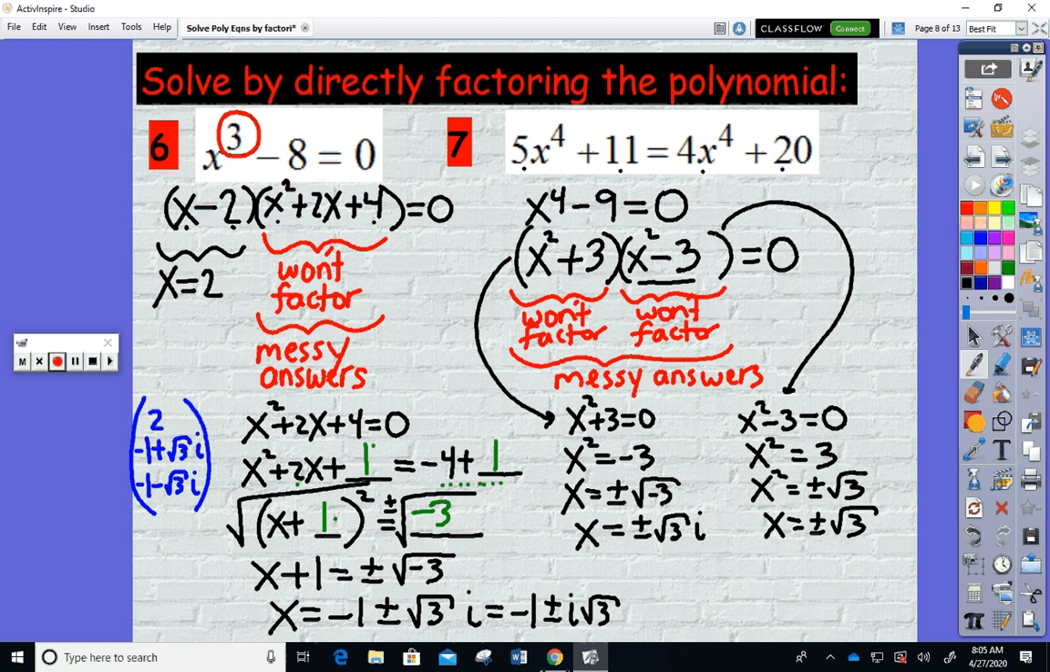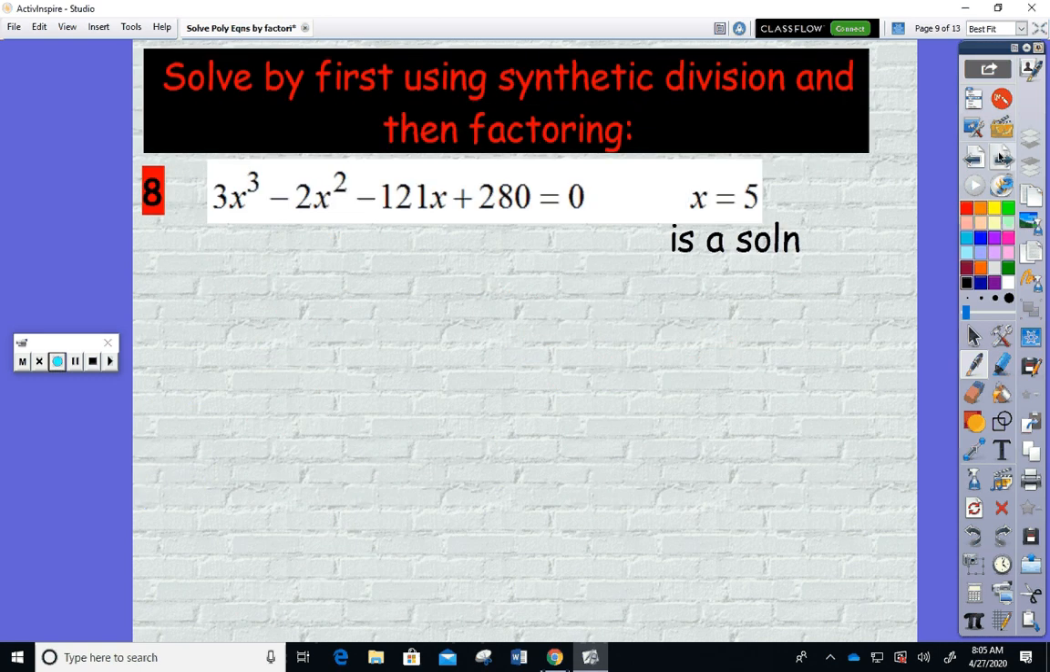Also realize sometimes the question won't ask for all the answers. It'll ask for the real answers only. And if it does, sometimes that question will pop up on the computer. The real answers are just the square root of 3 and negative square root of 3, those two only. So sometimes questions will ask for just the real answers. I tend to ask for all of them.